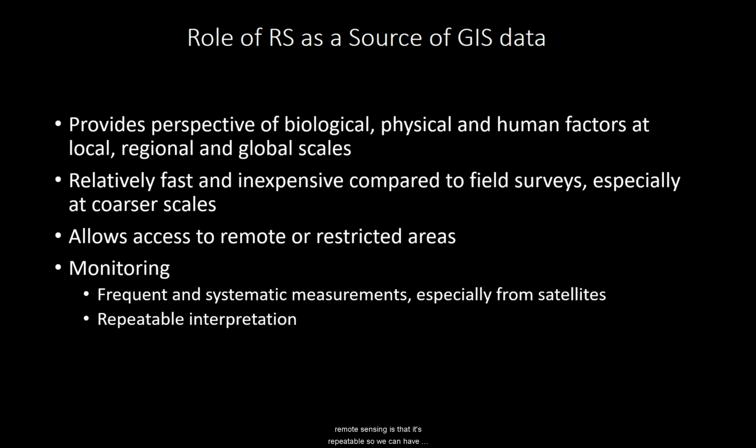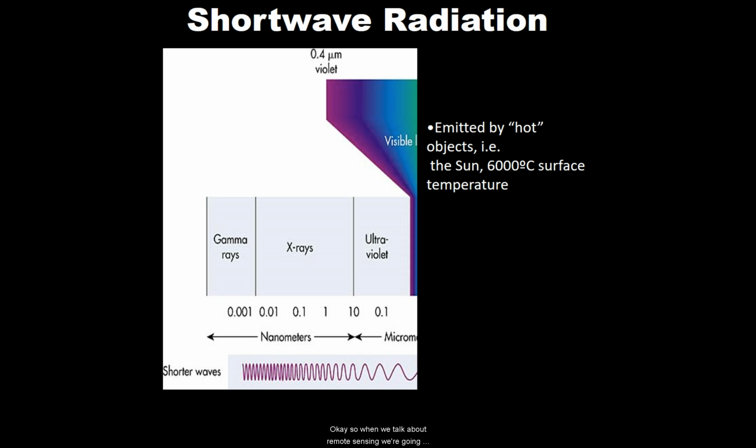So we can have repeatable imagery that takes place so that we can monitor something such as glacial movement that takes place over a series of time. And this really fits into the scientific method in that it is repeatable and it can be done over and over again.